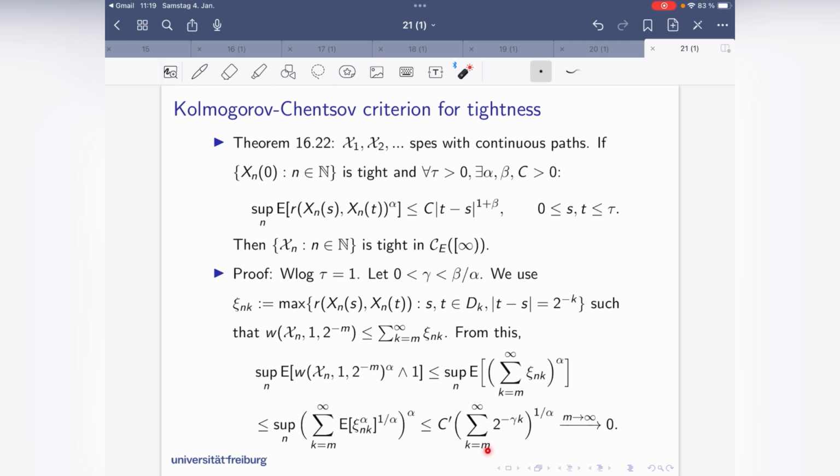But now if m goes to infinity, since this here is a sum, as m goes to infinity, it's becoming 0. That means I've shown that the modulus of continuity goes to 0, and for this reason, I have shown tightness, as in the last result. Okay, great. So now we have shown a very important result. Donsker's theorem, convergence of random walks to Brownian motion. See you next time.